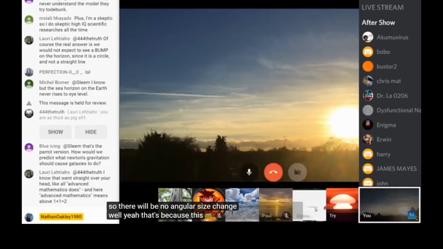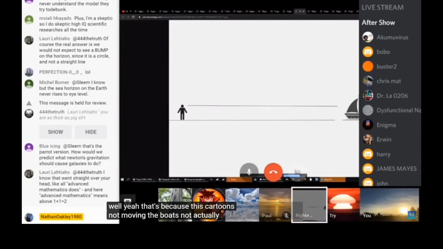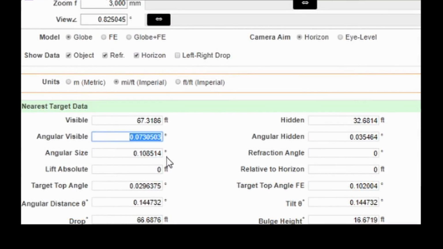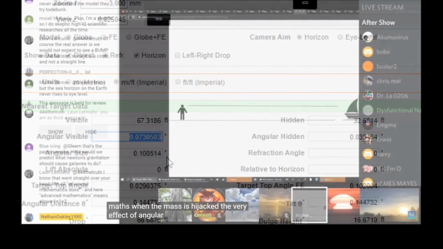Well, yeah, that's because this cartoon's not moving. The boat's not actually sailing away from him in the image. So no, this is never going to represent an angular size change. But it would and could, if I just simply draw a line that represents an angle to the top and bottom of it, to represent an angular size. But his maths doesn't include angular sizes. So he's justifying it by saying, well, when we've got a fixed picture, there's no angular size change. So there's no delta of the thing we're asking to be included in the maths when the maths has hijacked the very effect of angular sizes.